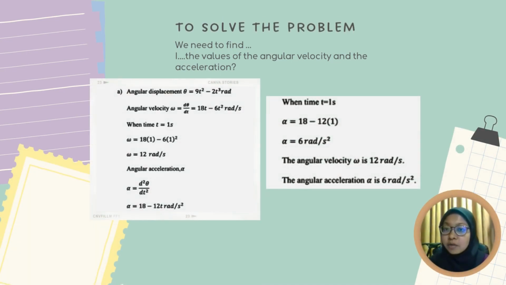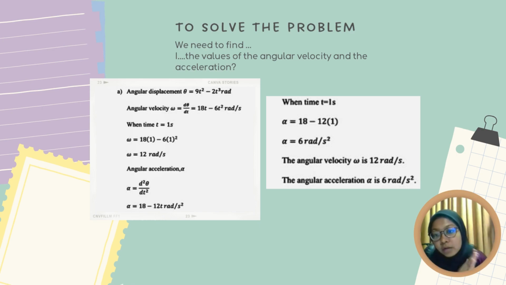First problem, we need to find the value of the angular velocity and the acceleration. First, the clue given is theta equals 9t squared minus 2t cubed, and t equals 1, and then the angular velocity. After differentiating the angular displacement, we get 18t minus 6t squared, and then replacing t with 1, we get omega equals 12 radians per second.